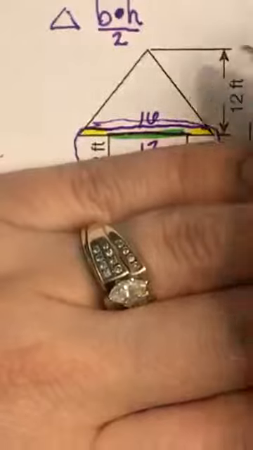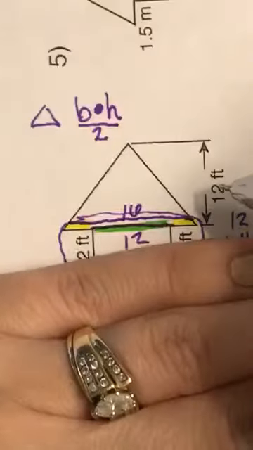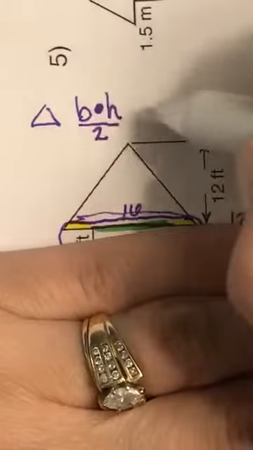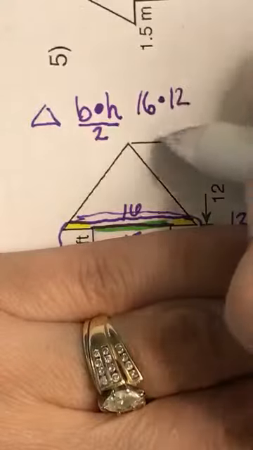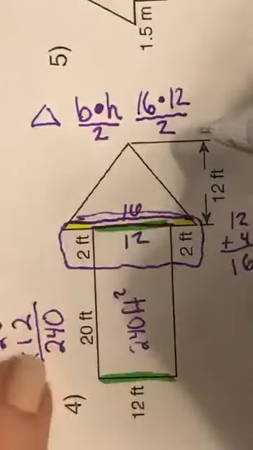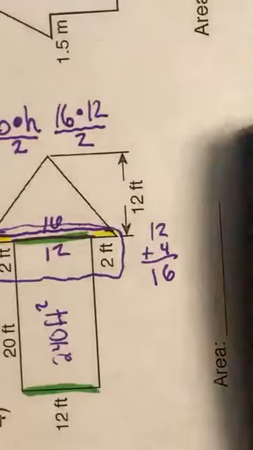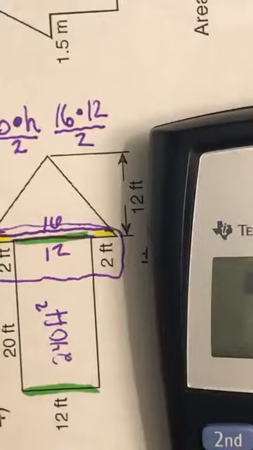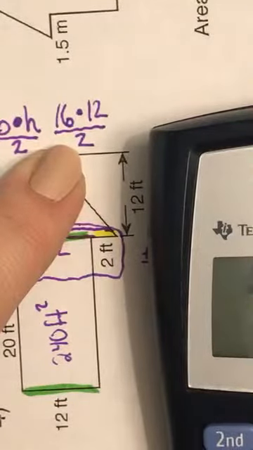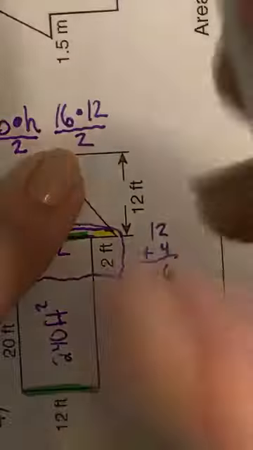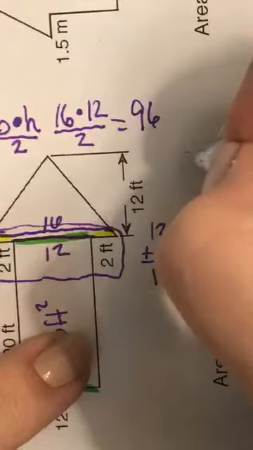Okay? Now just ignore everything down here. We're trying to figure out the area of this triangle. So we have a base of 16 times a height of 12, and then we're going to divide it by 2. So grab your calculator. We're going to have 16 times 12 equals, then hit divide by 2 equals, and you should have gotten 96.